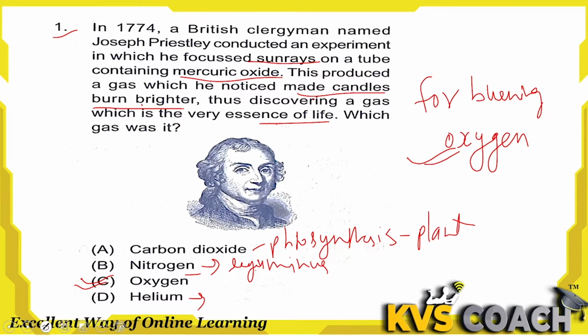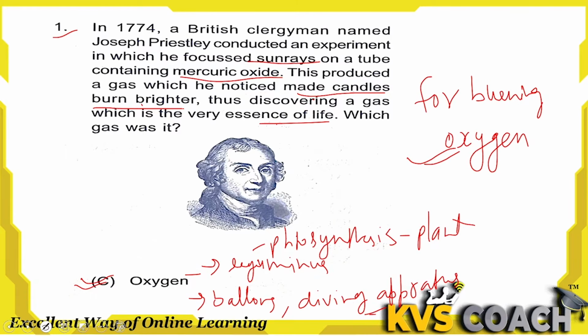Helium gas is very light and it is an inert gas, so it is used in balloons. They can fly in the sky, like hot air balloons. It is even used in diving apparatus, because it is very light in weight, it cannot sink, so the apparatus can float easily. But the right answer for the essence of life is option C here.